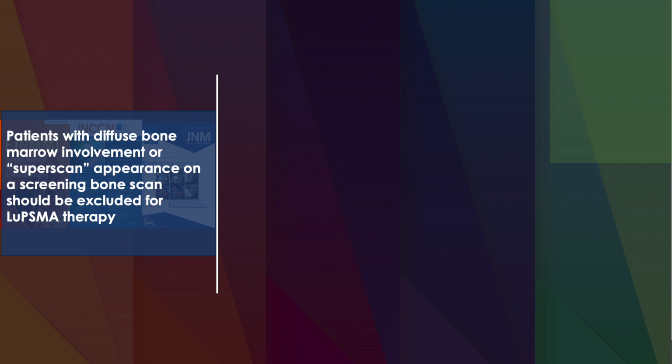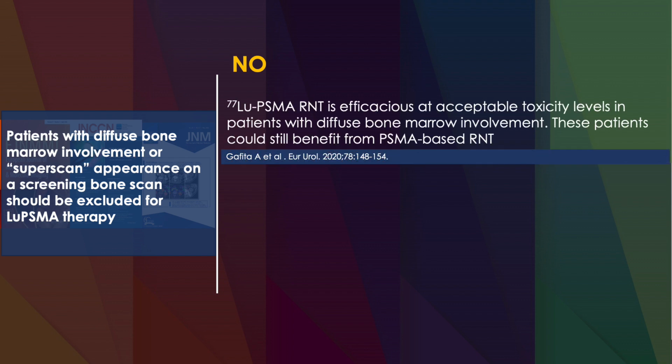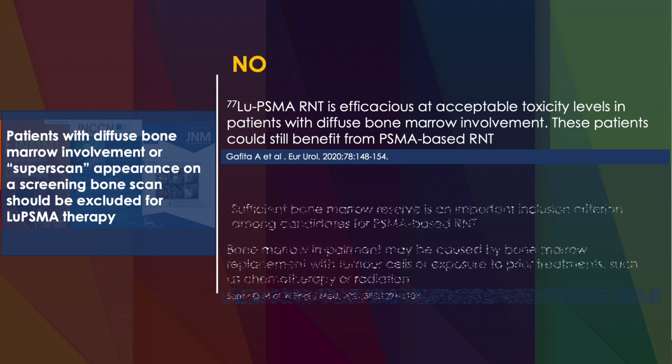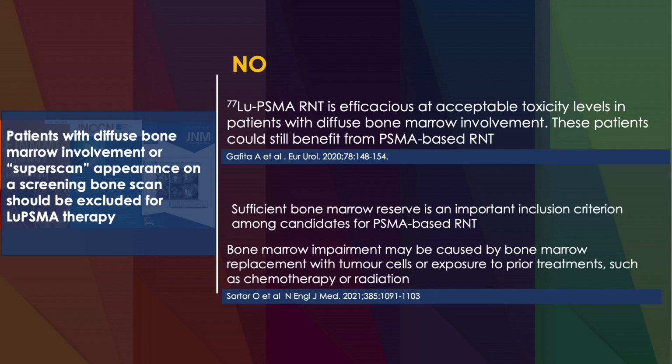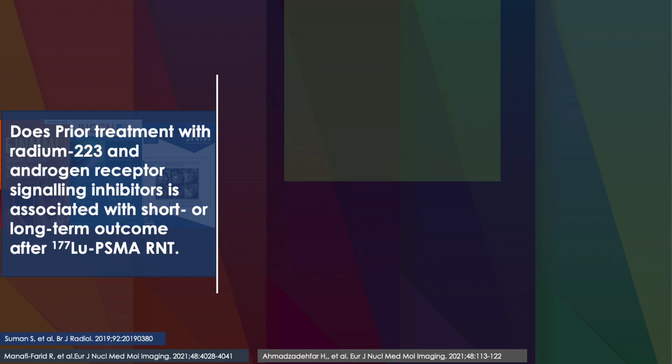Patients with diffuse marrow involvement or superscan, should they be excluded from PSMA therapy? The answer is no, because radionuclide PSMA therapy is efficacious with acceptable toxicity, and some patients could still benefit. So you can't exclude them. As I said before, this is a last resort for the patients, and therefore you have to be a little more flexible. The only thing is you need to be careful and monitor the blood tests at regular intervals, and you can do some dose modification. Rather than giving 7.4 gigabecquerels, you can change it to 5.5 or 3.7 or whatever it is, based on the patient's condition and fitness.